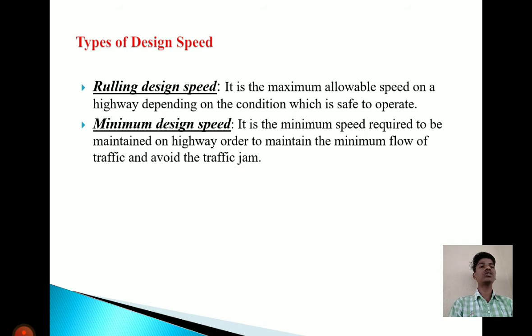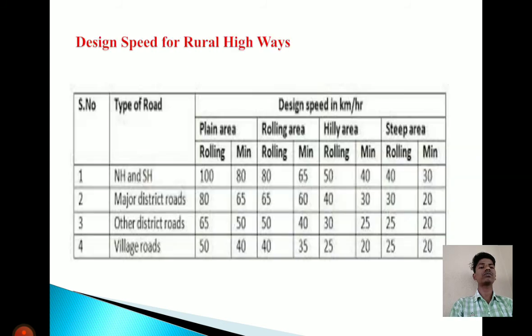The ruling design speed is the maximum design speed of the highway depending on the conditions, which is safe to operate. Next, minimum design speed. It is the minimum design speed required to be maintained on a highway in order to maintain the minimum flow of traffic and avoid traffic jams.